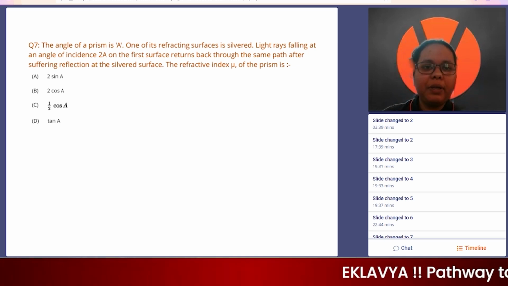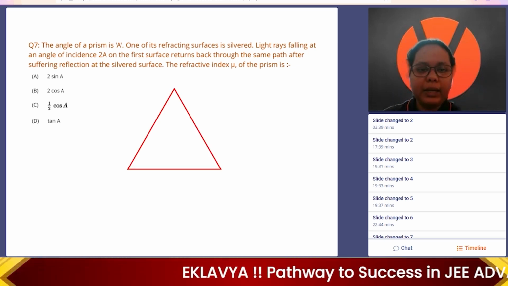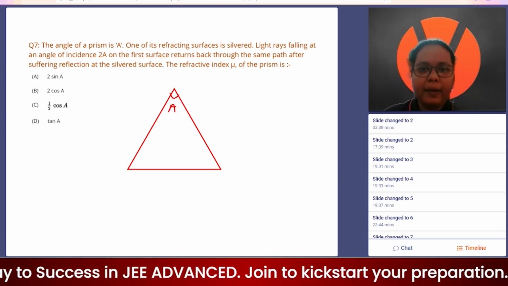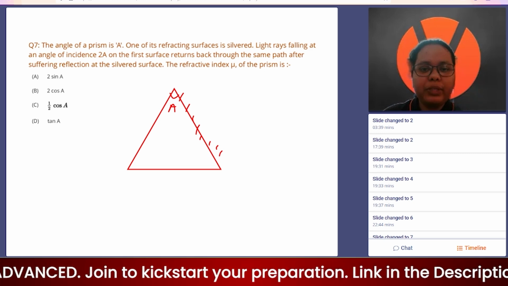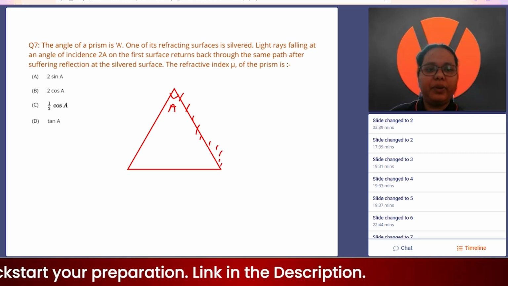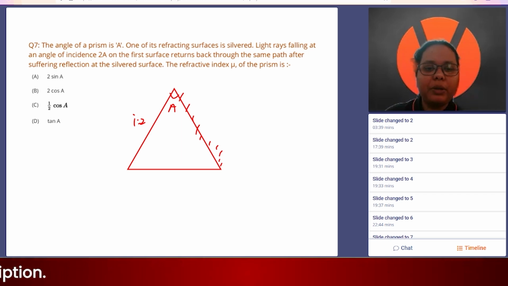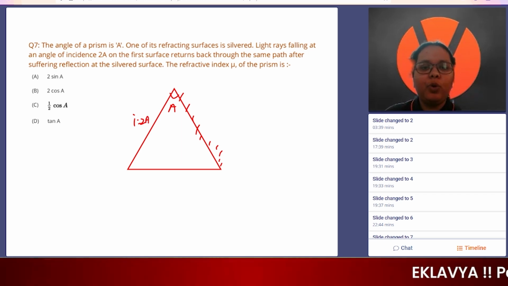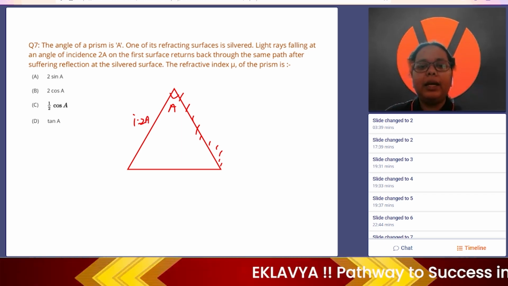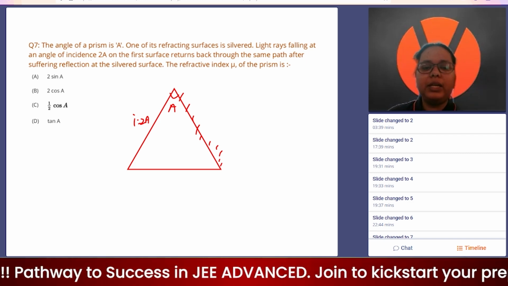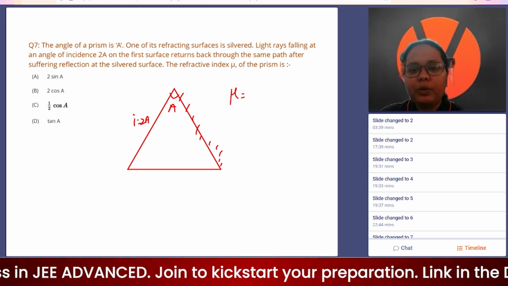See here what they mention. So they are taking a prism. In that prism, the angle of prism is going to be A, right? And one of its refracting surfaces is silvered. Now light rays are falling at an angle of incidence 2A on the first surface, and return back through the same path after suffering reflection at the silvered surface, and the mu value they are asking.